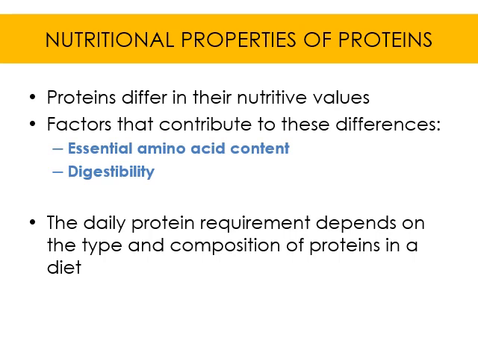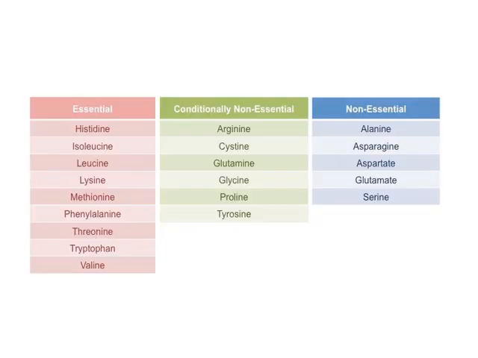Okay, so we do have a daily protein requirement. Okay, our nutrition depends on the type and composition of proteins in the diet. Then we further divide these amino acids into essential, conditionally non-essential, or non-essential amino acids. What it means for essential amino acids is that these are the amino acids that cannot be synthesized within our body, so we must consequently supply them through the diet.